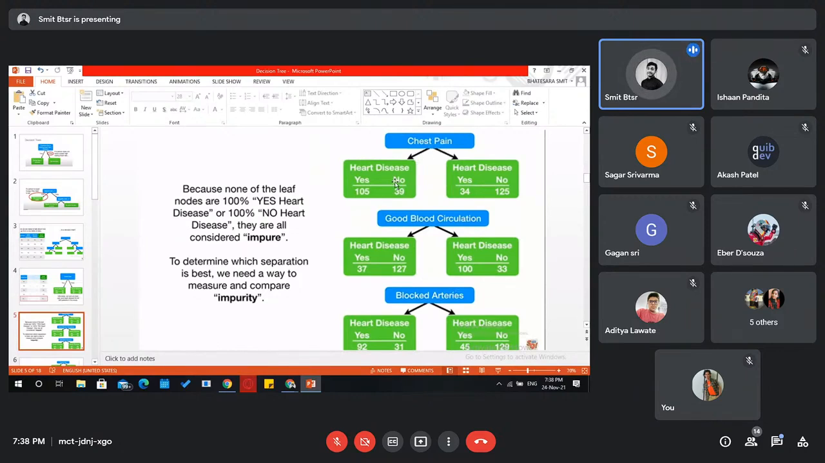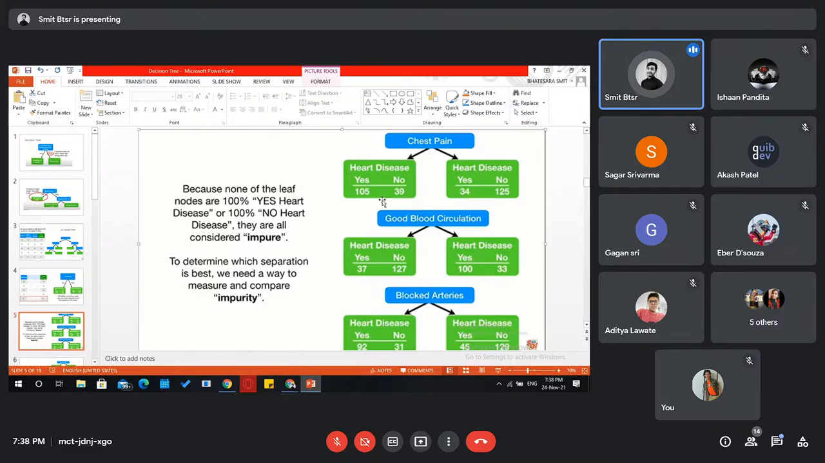Now what we can see here is that we cannot conclude this. For example, consider all the patients have chest pain, true, and in the heart disease, all of them have yes. Just consider it, and no is zero.